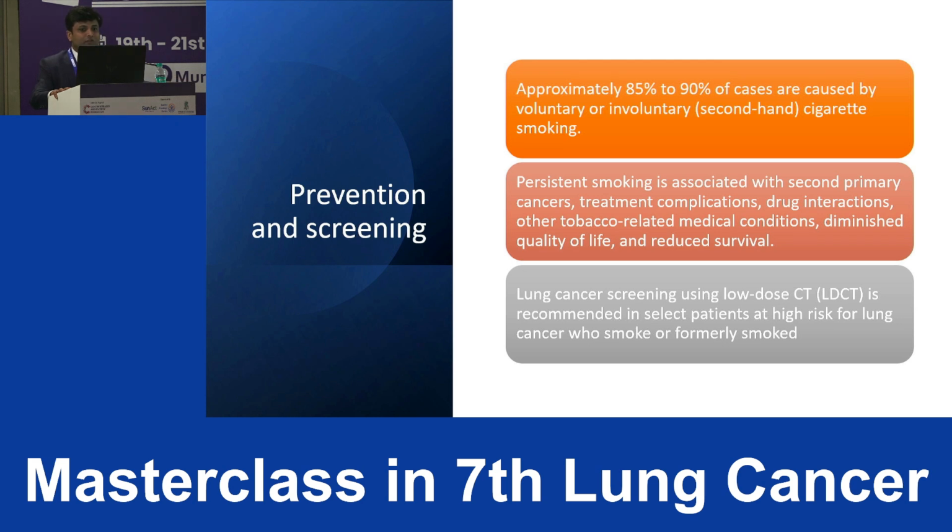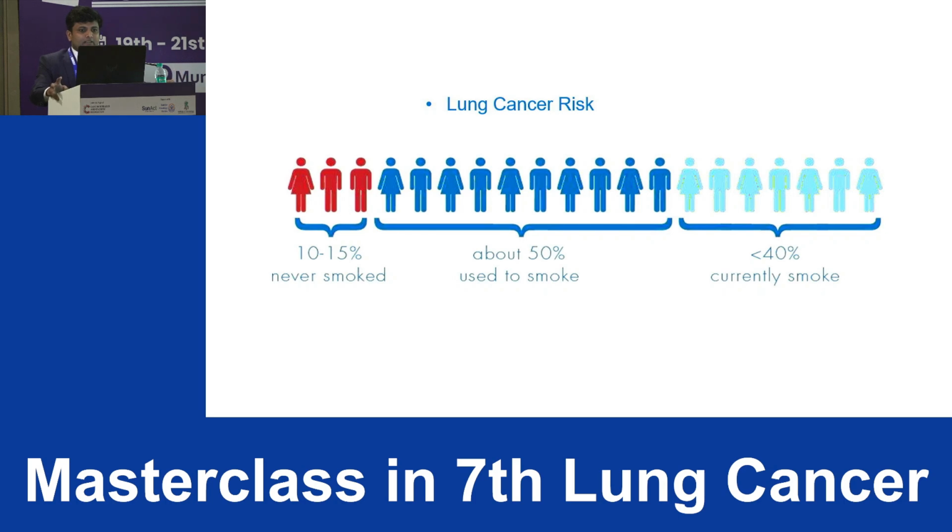So why prevention and screening? Approximately 85 to 90% of total lung cancers are caused by voluntary or involuntary secondhand cigarette smoking, and smoking is associated with second primary cancer and can lead to complications during treatment. It can lead to poor survival and poor quality of life. So the concept of low dose CT has come for lung cancer screening. Looking at lung cancer risk, around 90% of cancers happen in those who smoke. Around 50% are former smokers, less than 40% are current smokers, and 10 to 50% of total lung cancers happen in never smokers.